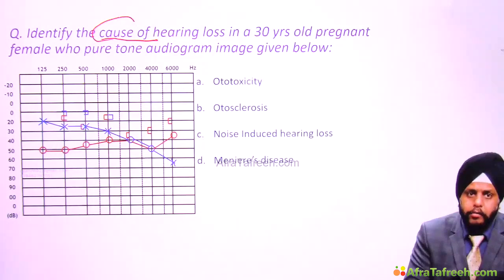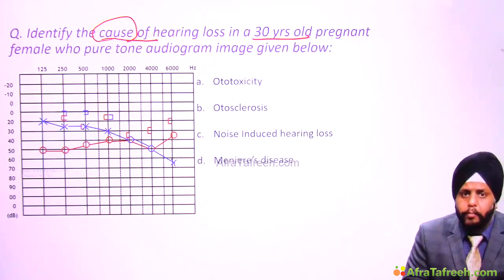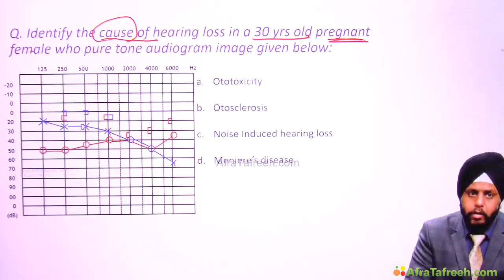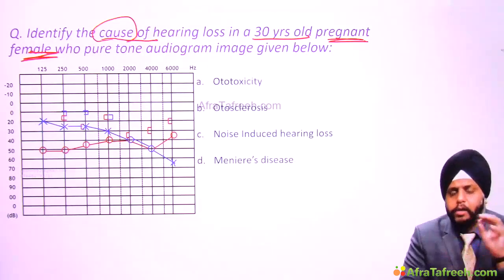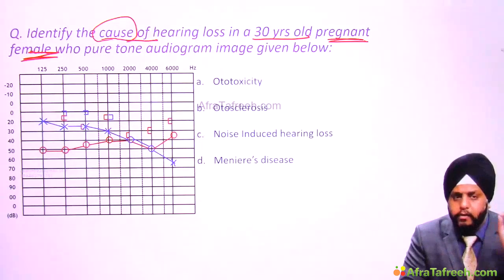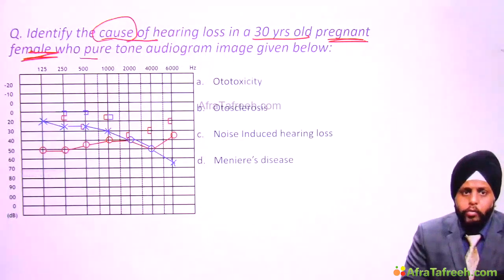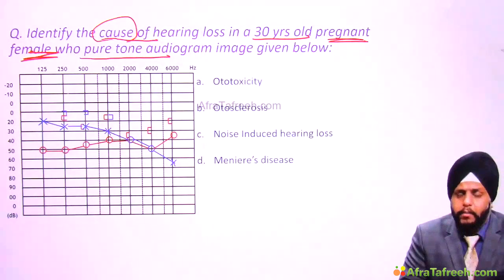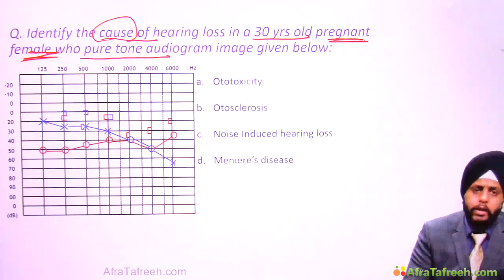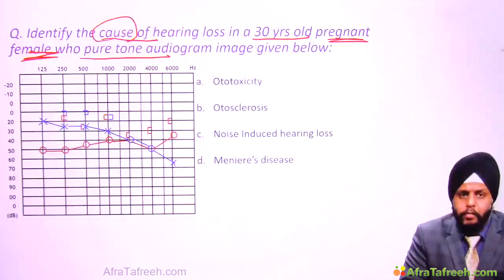Okay, so now over here they have done a pure tone audiometry and they are asking us the cause of hearing loss in a 30-year-old pregnant female. So you know the history. Look at the history pointing towards one disease, that is otosclerosis. But you cannot be sure just by history. You have to look at the audiogram also. The pure tone audiogram image is given below. So what is the audiogram report over here?